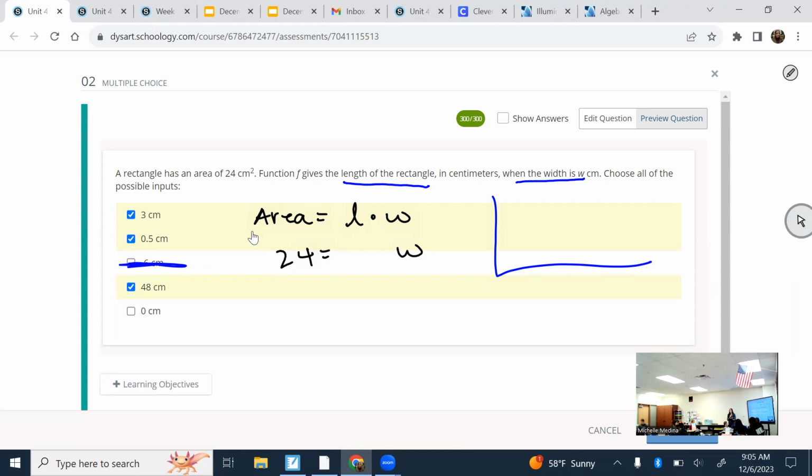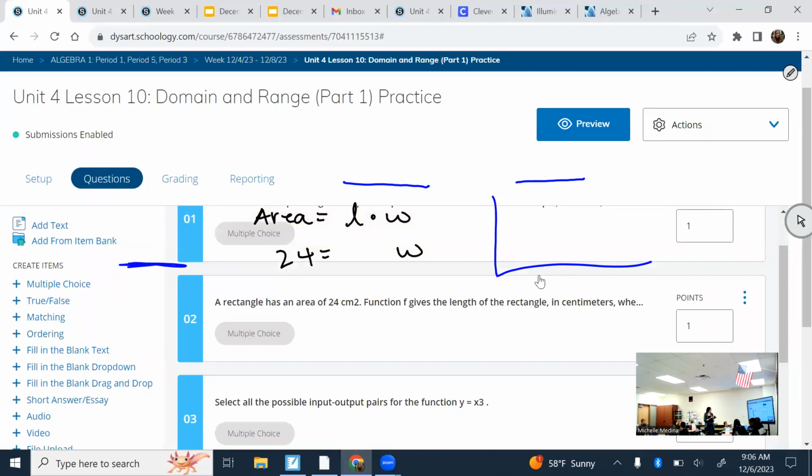The area is length times width, so you're thinking, what can I times by some number to get 24? Okay, any other questions? It could be from anything. We even have the study guides available for unit 4 too. Starting to help with that. The next one. Someone's calling me, I'm missing that.